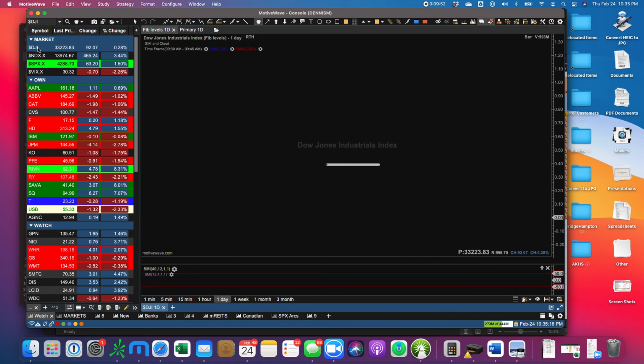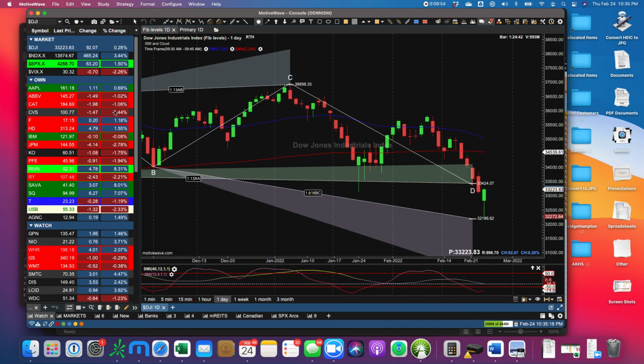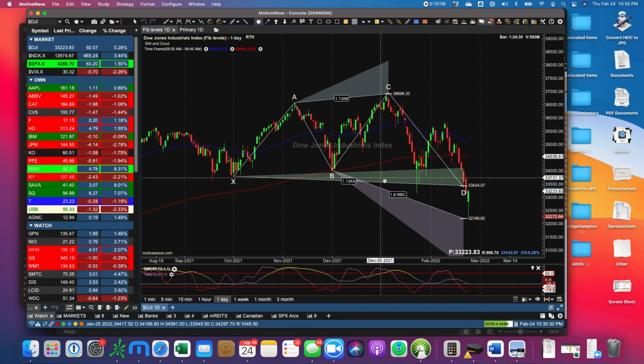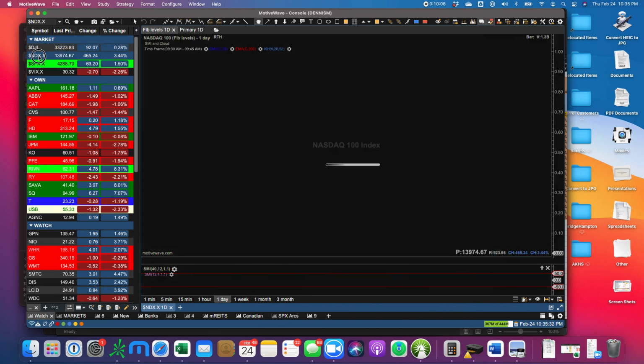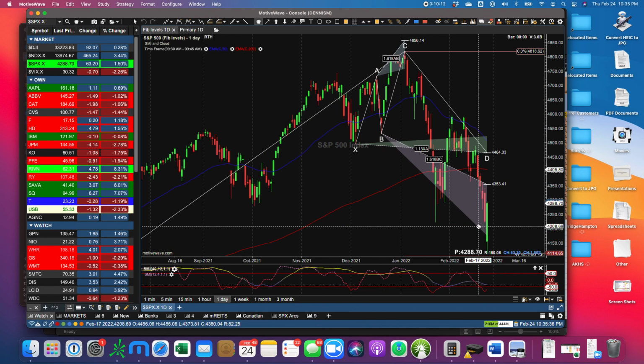So the bottom line is that despite a Cold War between Russia and the rest of the world, we have an XABCD pattern, a shark pattern, completed in the Dow. We have the Nasdaq that took a big bump up, and we have the SPX.